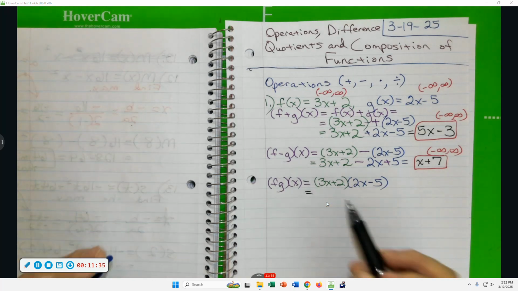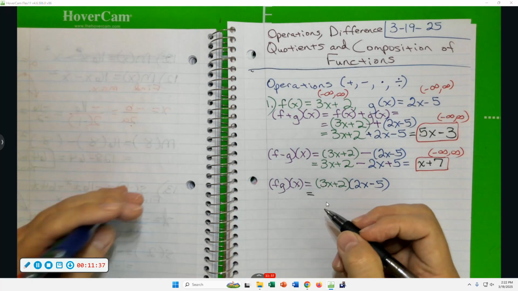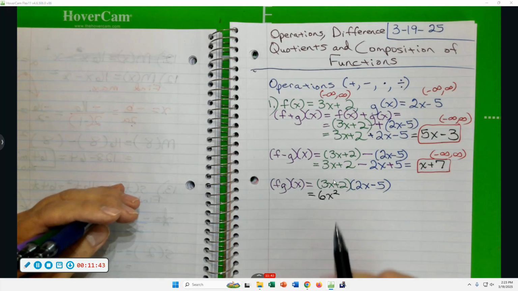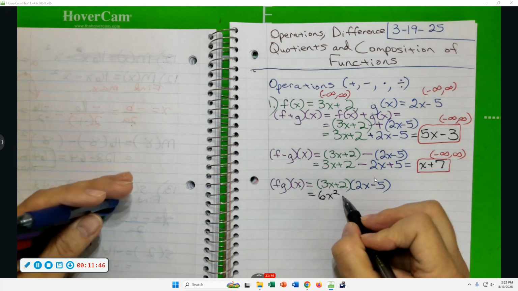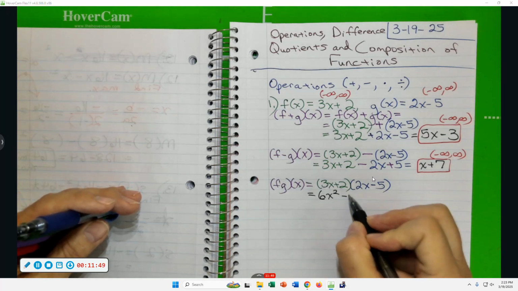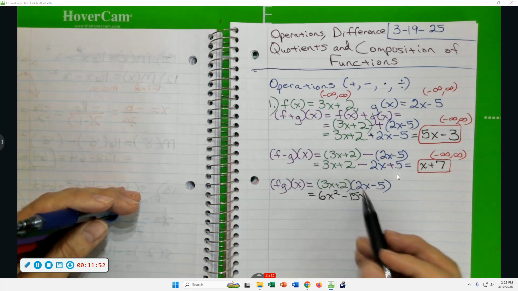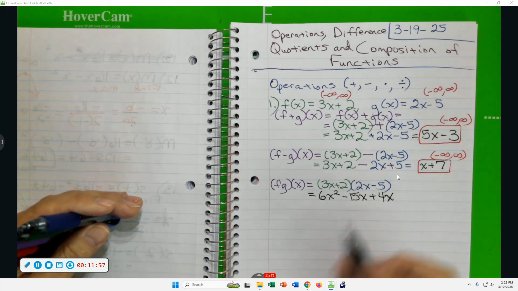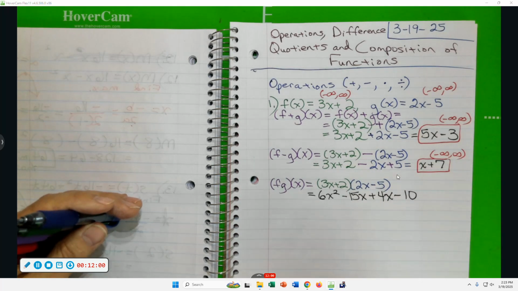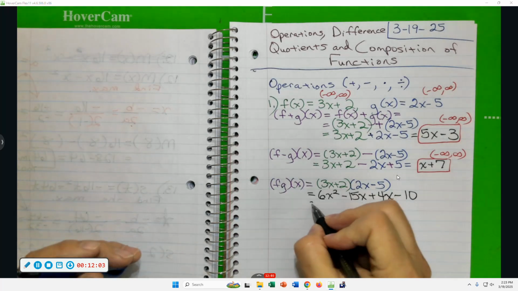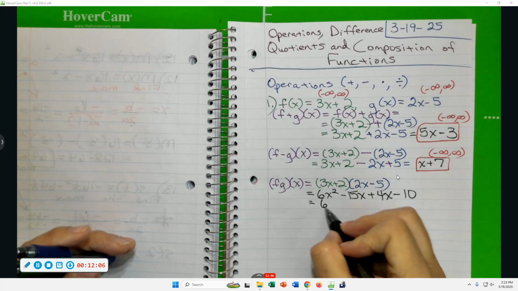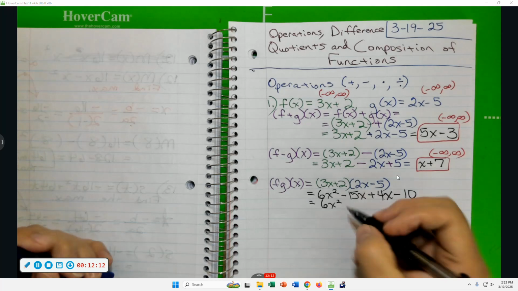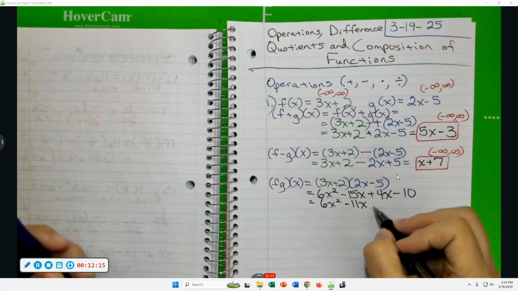First, 3x times 2x, 6x squared. Outer, 3x times a minus 5 is negative 15x. Inner, 2 times 2x is 4x. Last, 2 times negative 5 is negative 10. And we can combine like terms there. We have a 6x squared, negative 15x plus 4x, that's a negative 11x, and we still have that minus 10.